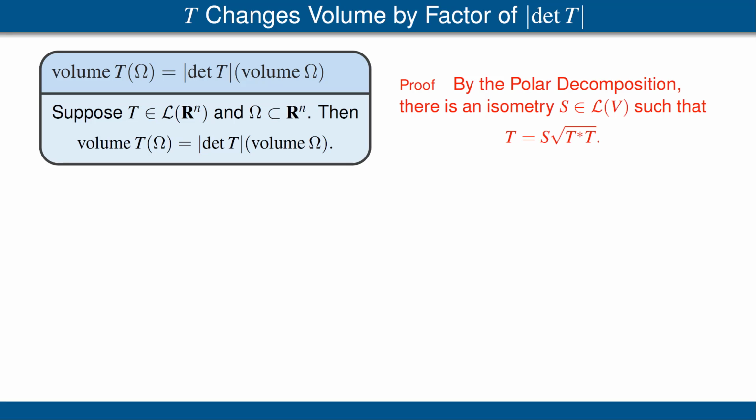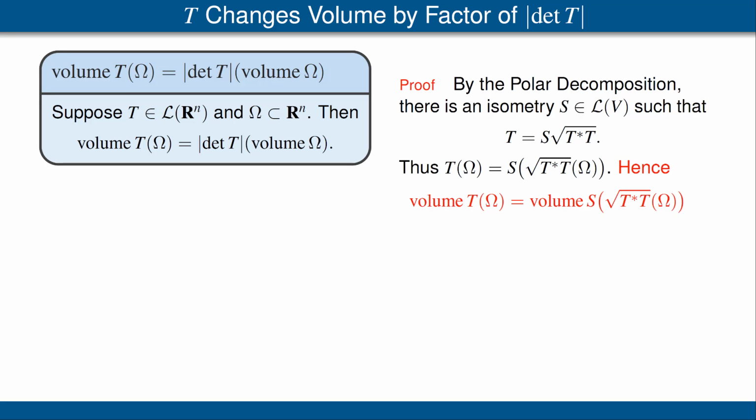Let's look at the proof of this result. We'll use the polar decomposition, which says there's an isometry S such that T is equal to S times the square root of T star T. Thus T applied to omega is S applied to the square root of T star T of omega. This means that the volume of T of omega is the volume of S applied to the square root of T star T of omega. But we proved earlier in this video that an isometry S does not change volume. So we can get rid of the S, getting the equation shown here.